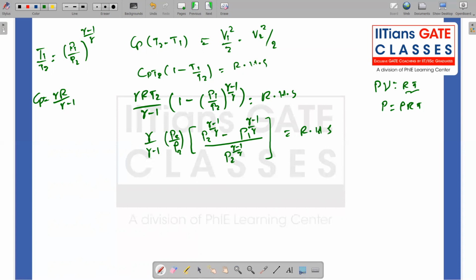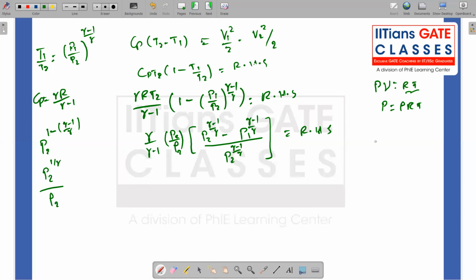So what is this one? P2 power 1 and P2 power gamma minus 1 by gamma. So that becomes P2 to the power of 1 minus gamma minus 1 by gamma. If I take the LCM over that one, that gives me P2 to the power of gamma minus gamma, gamma gets cancelled, plus 1. So that is 1 by gamma, whole divided by rho 2. So this is what we are left with.